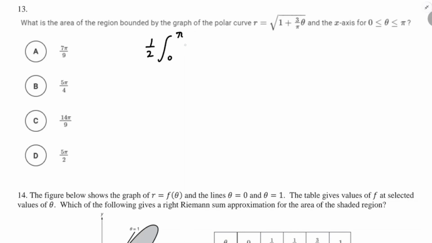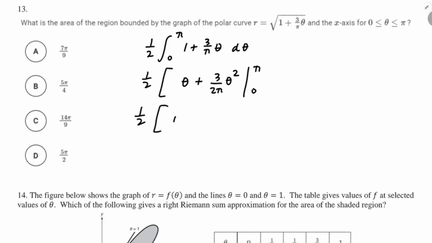R squared d theta. What a strange function. Okay, 1/2 of theta plus, okay, theta squared. Add 1 to the power, divide by the new power. Okay, this is unusual. It must just work out right, so the answer choice was one term.